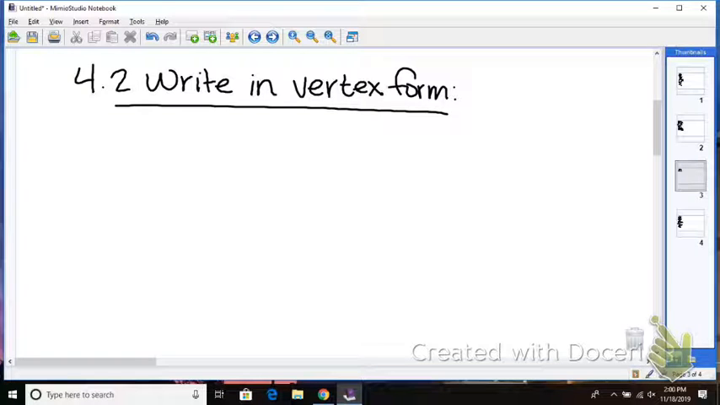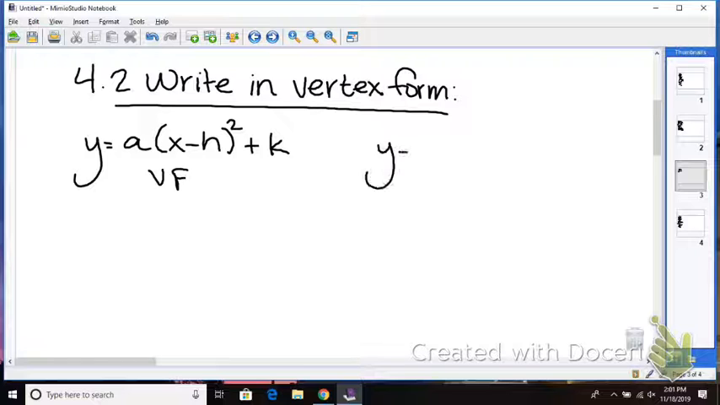4.2, writing in vertex form. So this is just another method to be able to graph quadratics. Vertex form is the very first form we use to graph. And it's this one right here with the A, the H, and the K, which is, in my opinion, the easier way to graph because you just have to look at the shift and then say if it's open up or open down. This is vertex form.